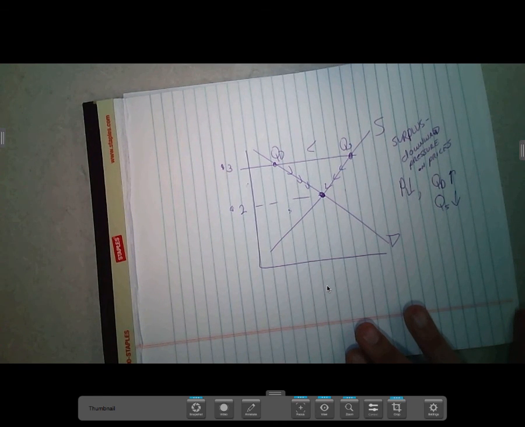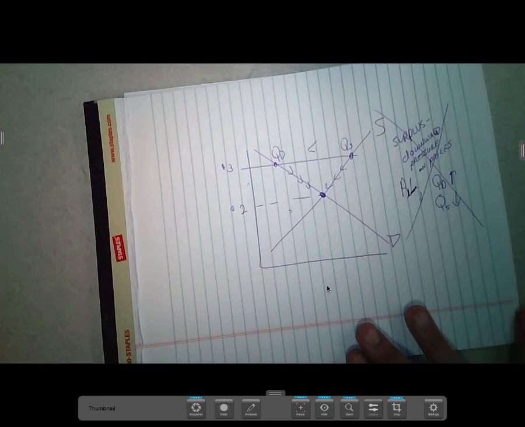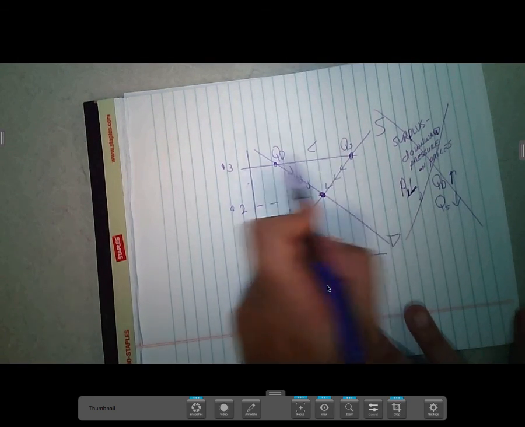Again, the point of a price floor is that none of that happens. You're stuck in that perpetual surplus.